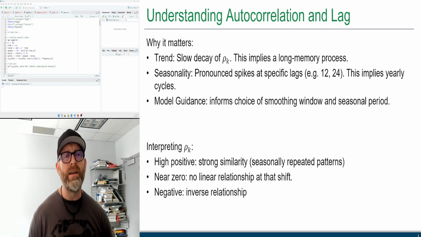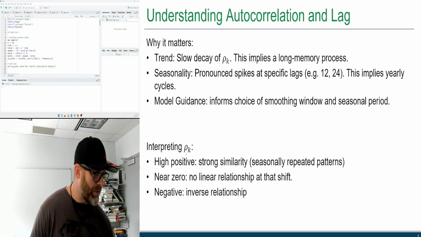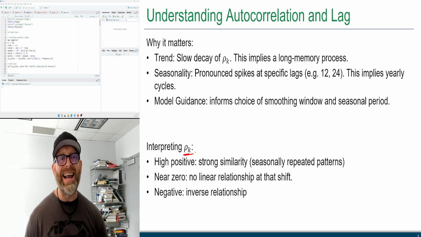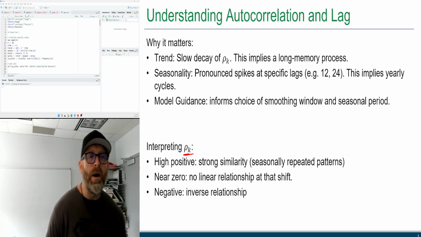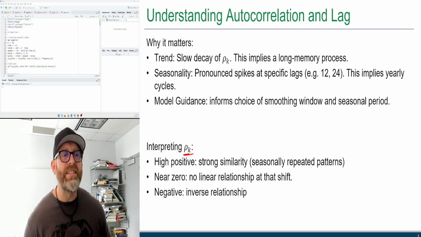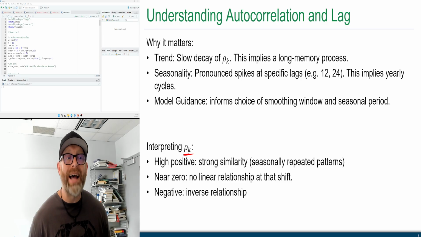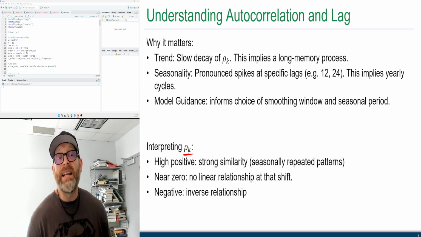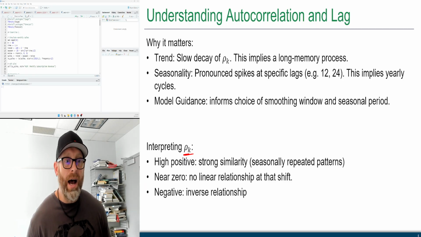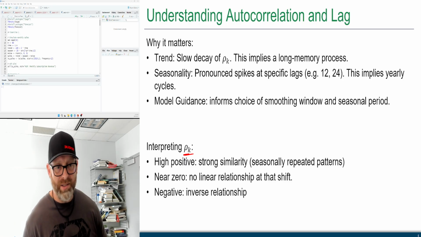So interpreting the rho sub k here, that's exactly what I have here. That's my rho, that's my correlation at lag k. High positive means strong similarity, so seasonal repeated patterns. Near zero, no linear relationship at that shift. And negative, the inverse of this. So what we saw could have been an increase, now is going to be a decrease.